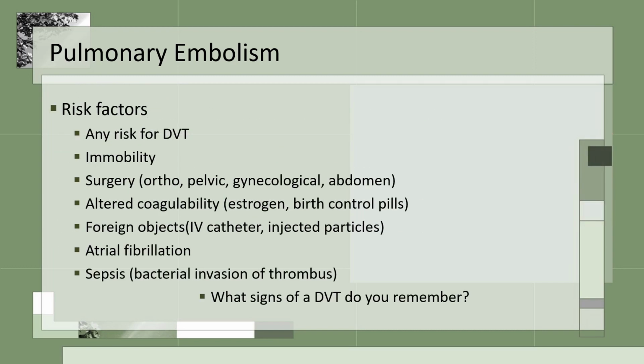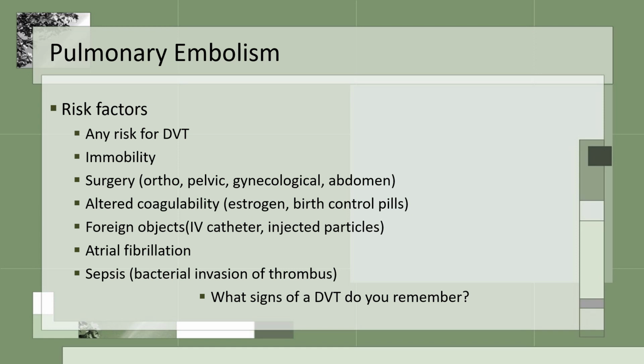The risk factors for pulmonary embolisms are any risks for DVTs, including immobility and surgery, which would include ortho, pelvic, gynecological, and abdominal. Those have increased risk for DVT. Patients with altered coagulability, patients that take estrogen or birth control pills, anyone with uterine, ovarian, or prostate cancers. Lung cancers also cause this.